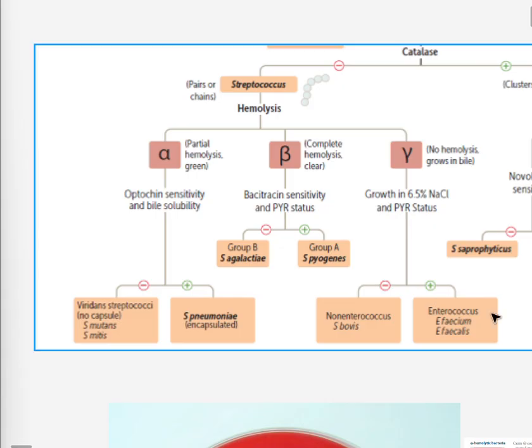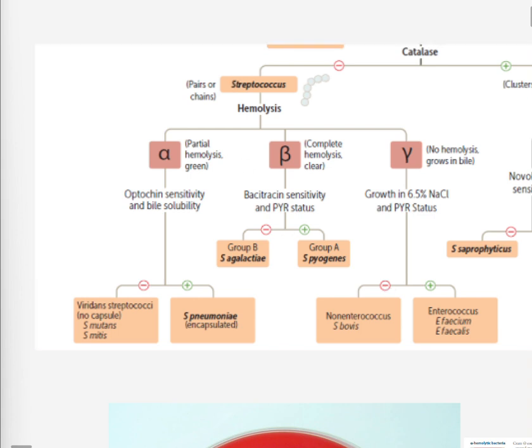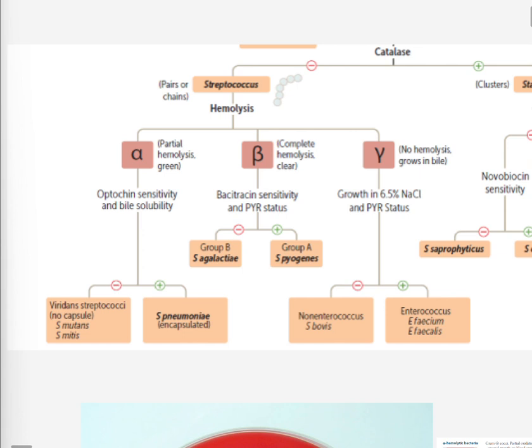Now, in order to study the Streptococcus species one level further, we need to understand the hemolysis test. So once the catalase test is done and you found out that your species is catalase negative, you know you're dealing with Streptococcus or Enterococcus. The next question is going to be what kind of hemolysis does it produce on blood agar? Now this is how we separate the different species of streptococci. How does the species behave when we put it on a blood agar?